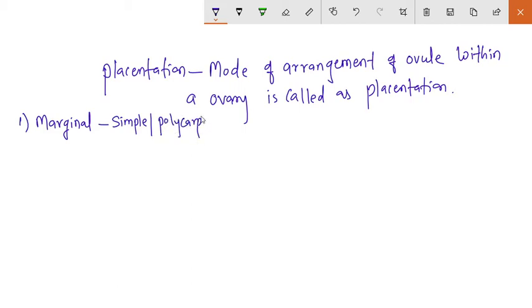पॉलीकार्पिलरी कंडिशन एखाद्या फ्लावरमध्ये असू शकते, पण जर पॉलीकार्पिलरी असेल तर it must be apocarpous, it should not be syncarpous. ॲपोकार्पस म्हणजे फ्री. तर मार्जिनल प्लासेंटेशन असेल तर the ovary must be simple, or if it is polycarpellary, it must be apocarpous, फ्री असली पाहिजे. In such condition the placenta develops on the ventral suture of the ovary.